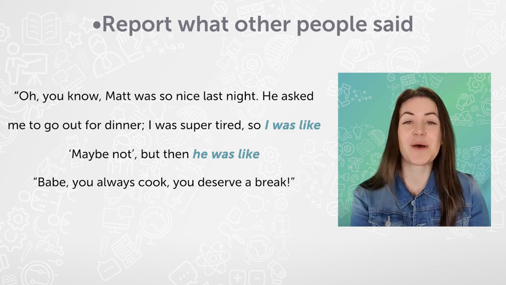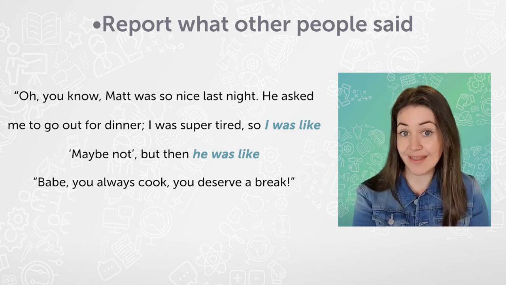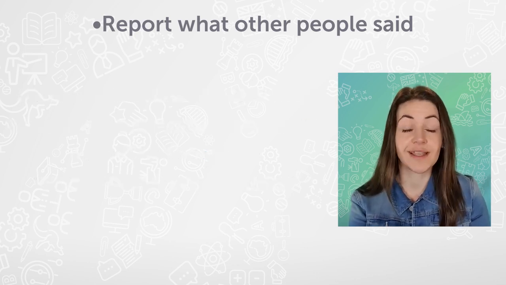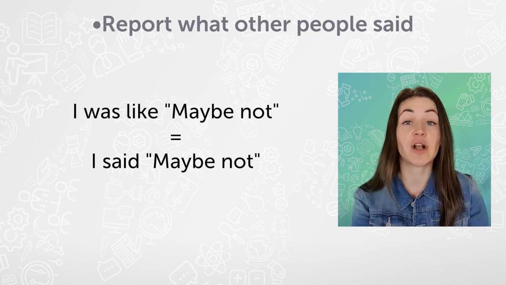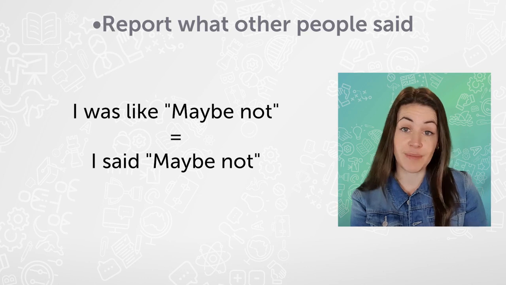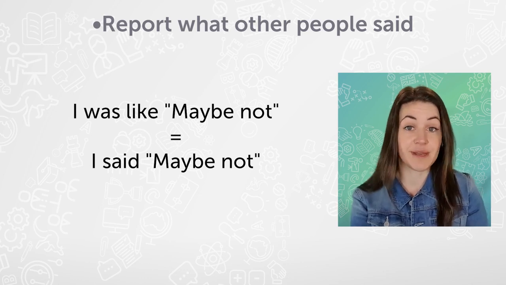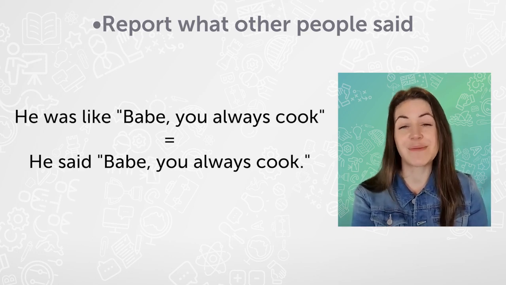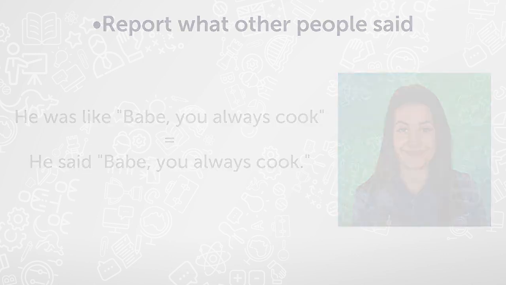Nice boyfriend, right? But more importantly, what was all that "like" that I said? See, I used "was like" to introduce the exact words we said in our conversation. "I was like, maybe not" means I said "maybe not." And "he was like, babe, you always cook" means that he said, "babe, you always cook." It's just something we say to make the story more real, like our friend is reliving that moment with us. Trust me, it's super effective. That's why we say it all the time. And now you can start saying it in your stories too.